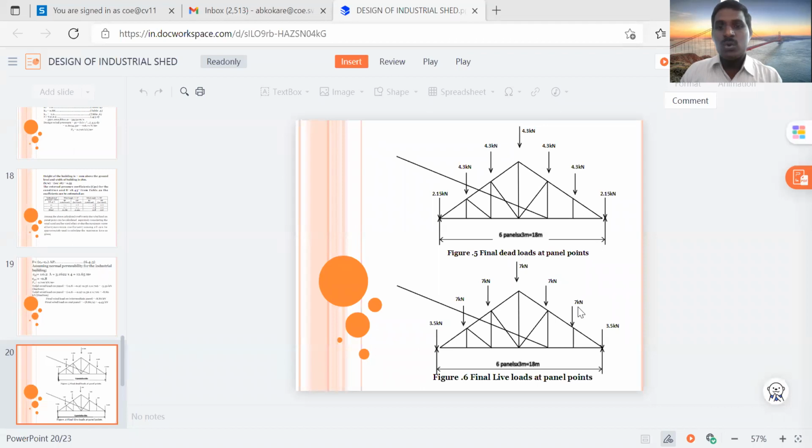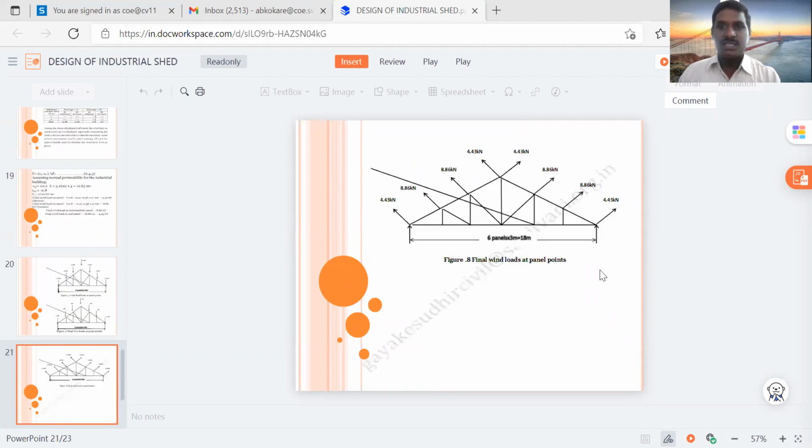It means the live load acting on each panel point. As we have calculated, 7 kilonewton is the live load acting on an intermediate panel point, and exactly half the load will be transferred to the end panel point, that is 3.5 kilonewton. So these two pictures show the dead load and live load acting on the panel points. And then third, an important load we have seen, that is the wind load.